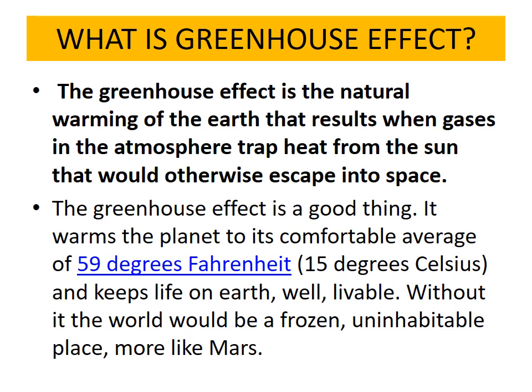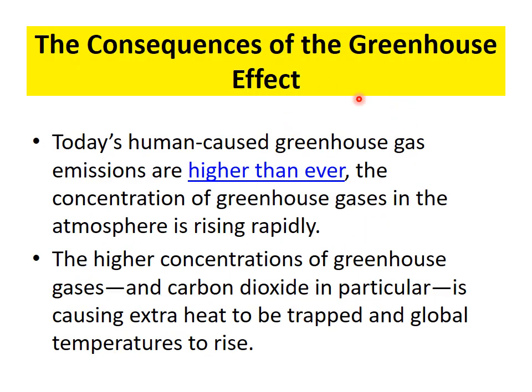So the greenhouse effect is not bad. What is the consequence if a problem is created? It is because human caused greenhouse gas emissions are higher than ever. We are indulging in certain industrial or agricultural activities, or our lifestyle activities are such that we are emitting greenhouse gases more than required. A higher concentration of greenhouse gases, in this reference, we are specifically talking about carbon dioxide, what does it do? It traps extra heat. So, if the greenhouse gases are trapping more heat than what is required, what will happen? Global temperatures will automatically rise.